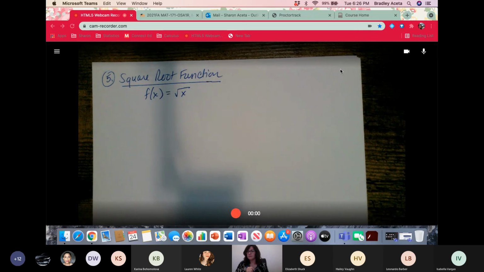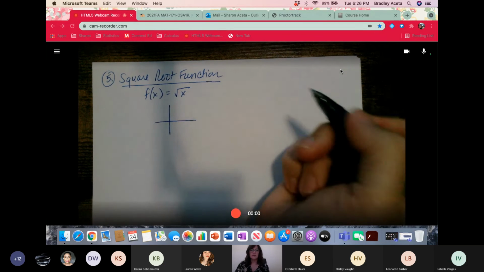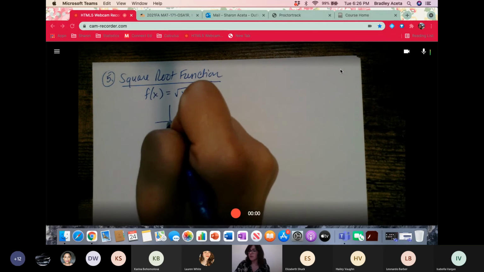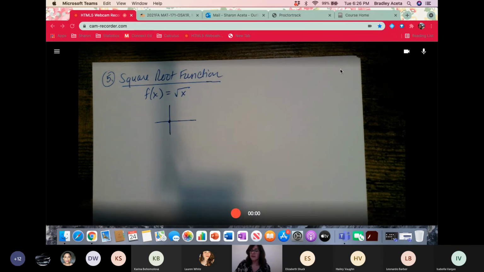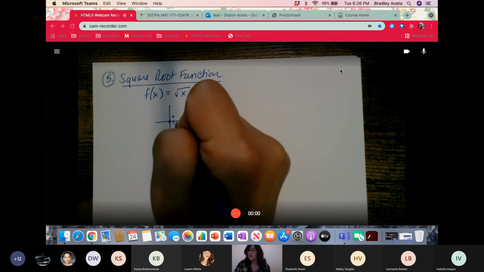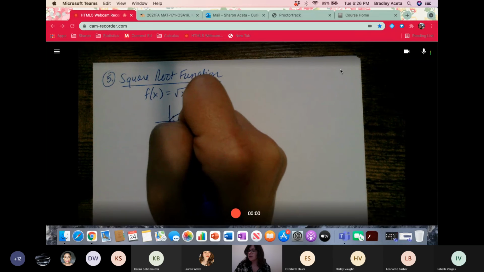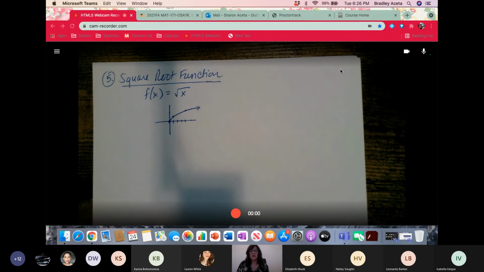And so this one looks like this. If you can take the square root of 0, 0, that's totally fine. Square root of 1 is 1. Square root of 2 is a decimal. The next one that has a whole number is 4. The square root of 4 is 2. So it kind of like shoots off like this. It curves off to the side.